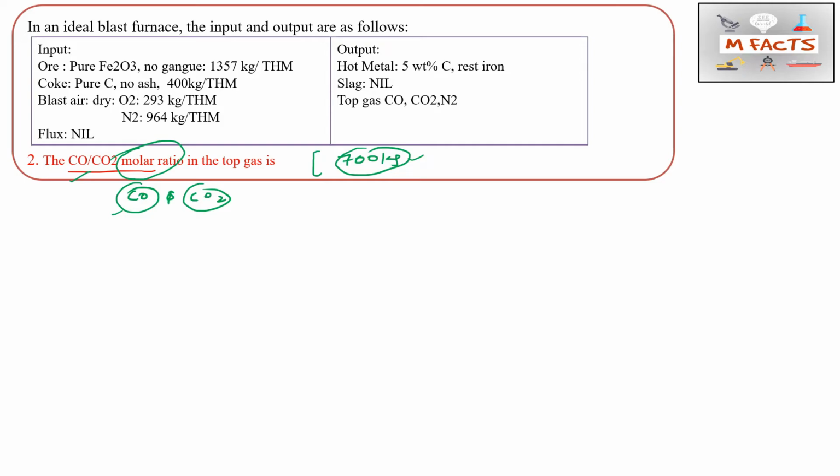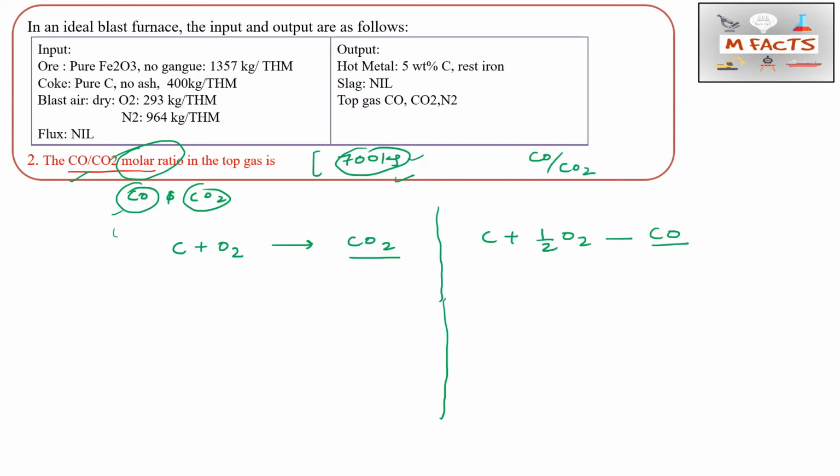Okay, so see how to approach this type of question. Whenever in the blast furnace this carbon will react with this much oxygen, what will it produce? It will react in two ways: C plus O2 equals CO2 for the production of CO2, and the other reaction is C plus half O2 equals CO. This is carbon monoxide, this is CO2, and in this question they are asking the CO by CO2 ratio. So this is the simple question.